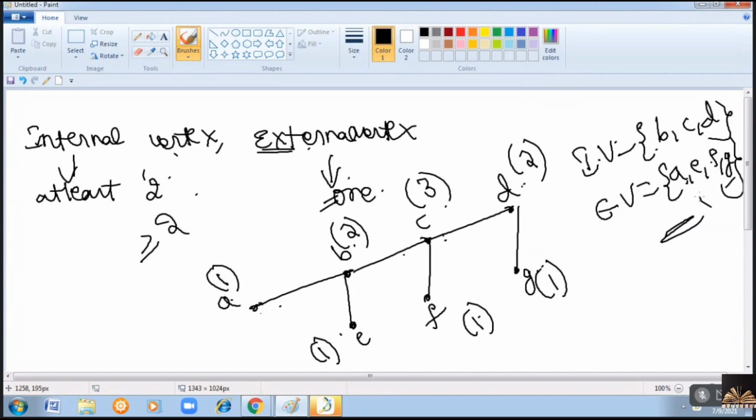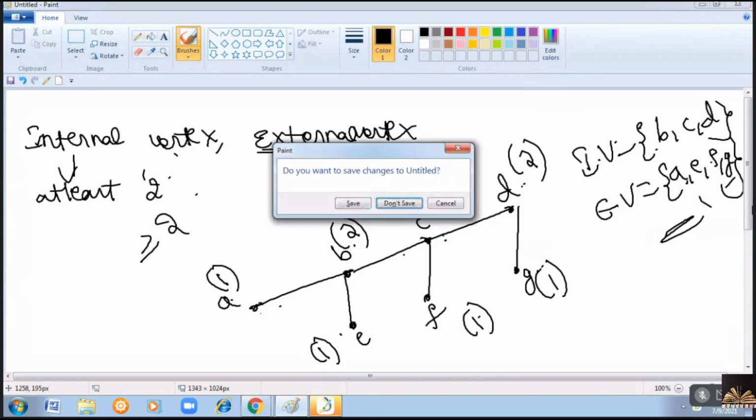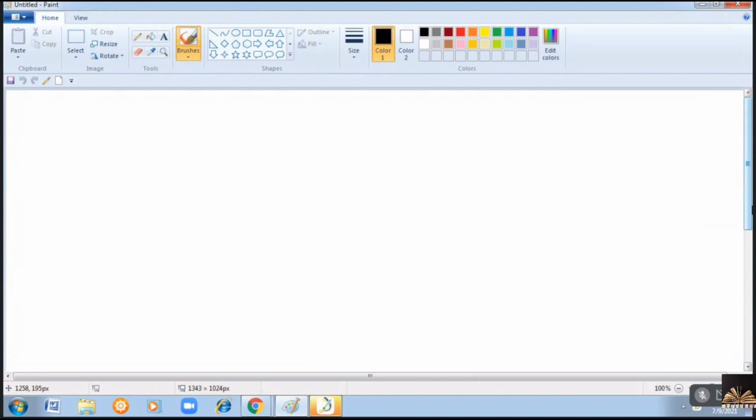Can you tell me what is a forest? I gave you the definition for tree, right? What is a forest? In general, what do we have in a forest? You can give the general definition also. Forest means it is a union of trees.